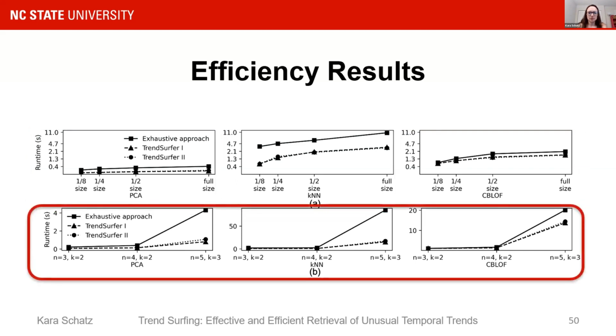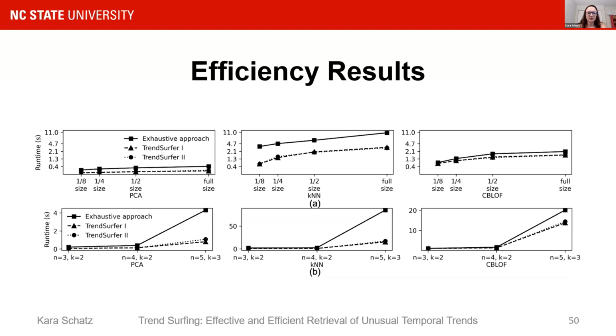B here shows the results when varying the number of non-temporal dimensions in the dataset. And although the baseline is nearly as fast as our approaches when there are only 3 or 4 non-temporal dimensions, our approach shows improvement when there are 5 non-temporal dimensions. And we do expect that if we were able to increase the number of non-temporal dimensions here, then this would provide further evidence of this trend.